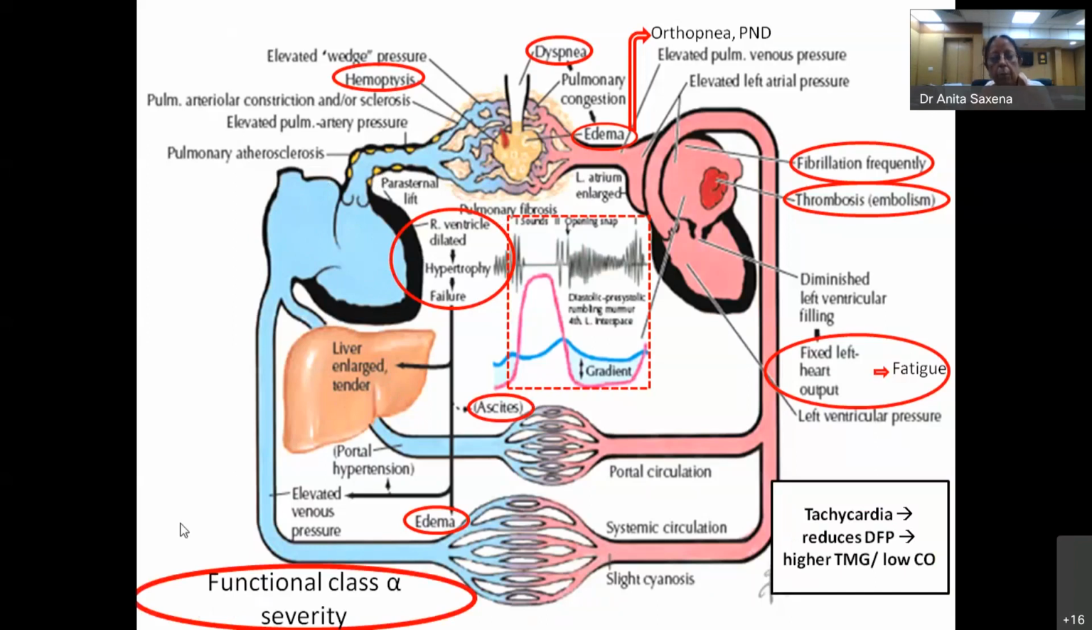What is important to remember is that in mitral stenosis, there is a very classical relationship between the functional class and severity. If somebody is coming in class 3 or class 4, you should not hesitate in calling this patient severe mitral stenosis because there is a direct relationship.